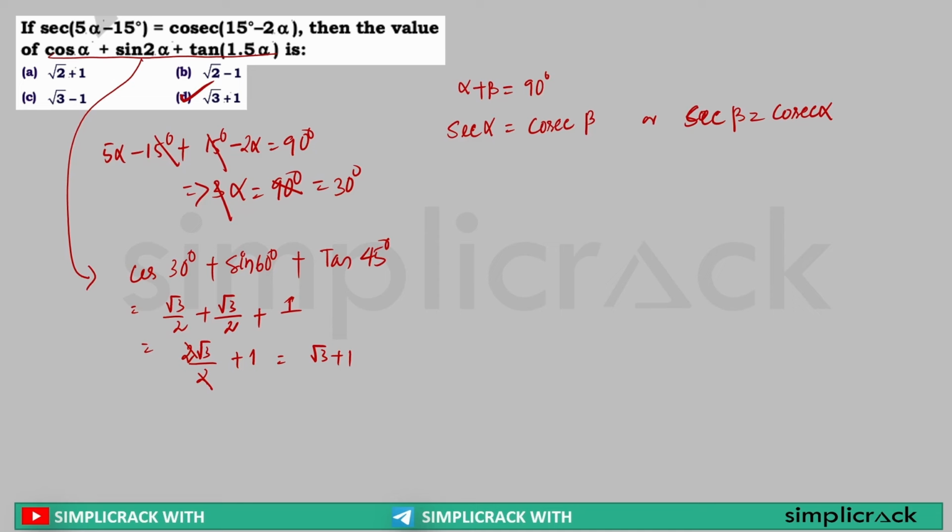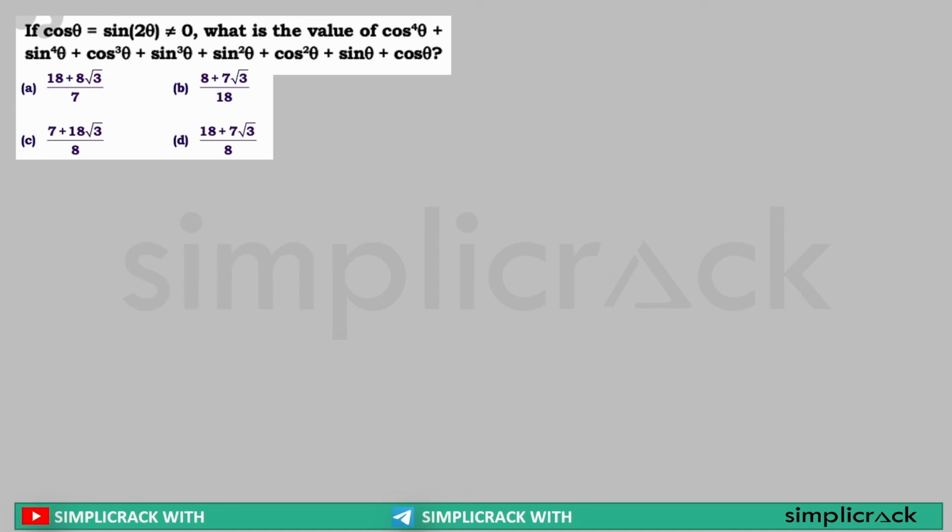Yes or no? Basic things are here. We are not doing something extraordinary. Okay? Yes or no? Yes. Next. Sir, this is an interesting question. It is saying cos θ is equal to sine 2θ. That means θ + 2θ is equal to 90 degrees. If 3θ is 90, θ is equal to 90 by 3, which is 30 degrees.